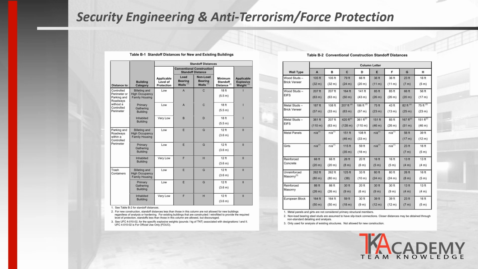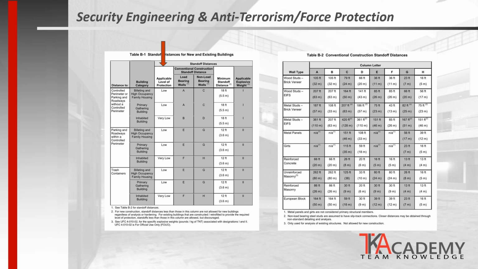There are multiple factors that go into determining the minimum standoff distance required for both new and existing buildings. The first is whether it is located within a controlled perimeter, such as being located on a military installation. The next is what the building category is, as defined earlier: either billeting, primary gathering building, or inhabited building. The level of protection is established for defending and protecting the asset.